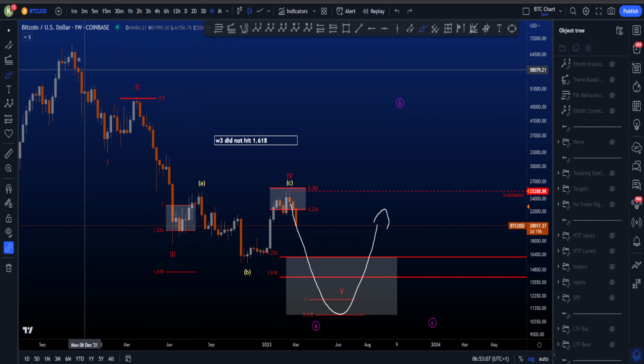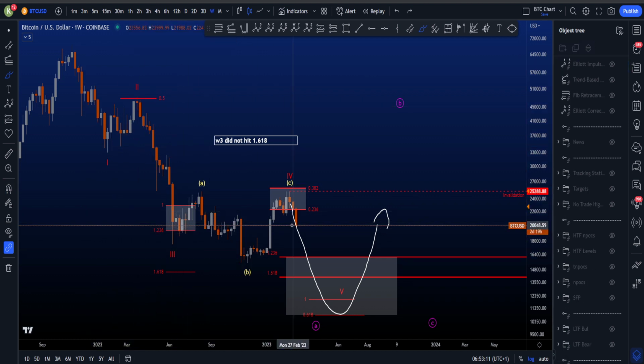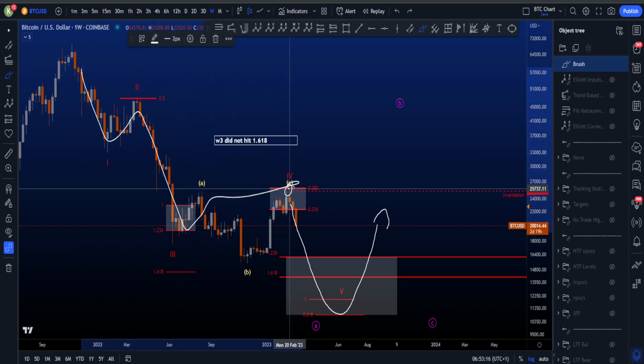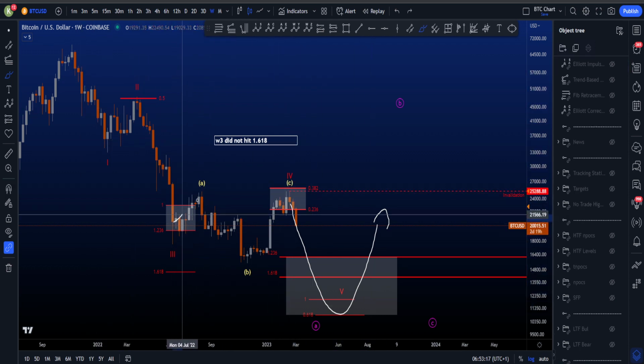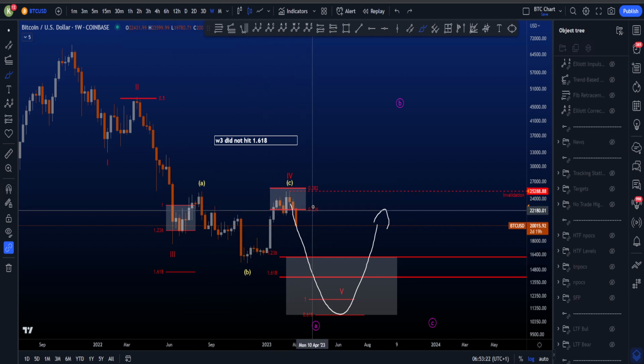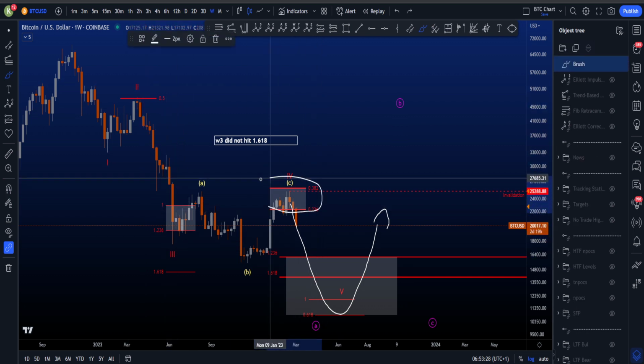So therefore, it's more interesting that this is a 3-wave type of structure followed by another 3-wave. But well, in this scenario, it's a 1, 2, 3, and then eventually 4, 5, where wave 4 is then an expanded flat ABC ending in between the 0.236 and the 0.382 Fibonacci taken from the high of 2 to the low of 3, which is a valid target for wave 4.